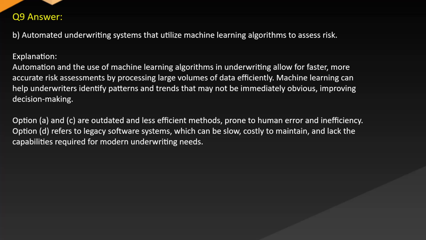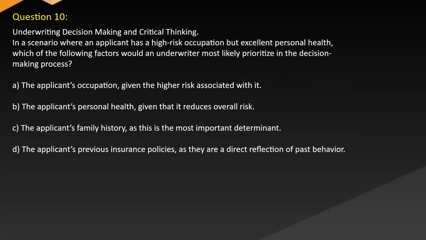Option A and C are outdated and less efficient methods, prone to human error and inefficiency. Option D refers to legacy software systems, which can be slow, costly to maintain, and lack the capabilities required for modern underwriting needs.